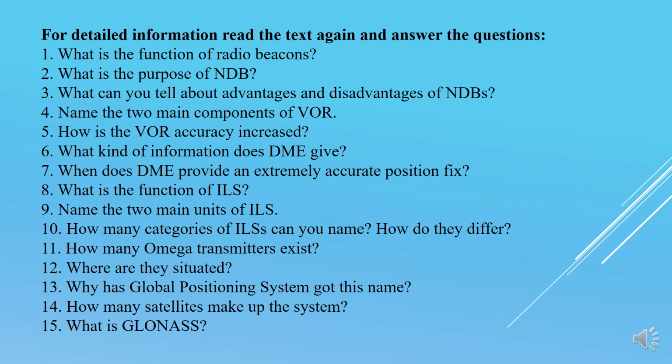How do they differ? Number 11, how many Omega transmitters exist? Number 12, where are they situated? Number 13, why has Global Positioning System got this name? Number 14, how many satellites make up the system? Number 15, what is GLONASS?